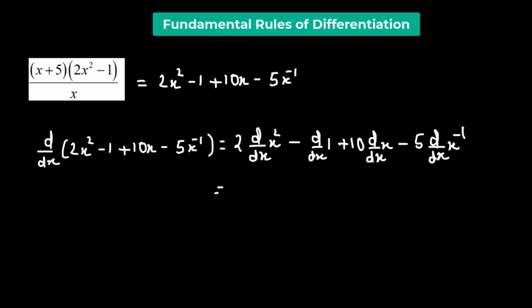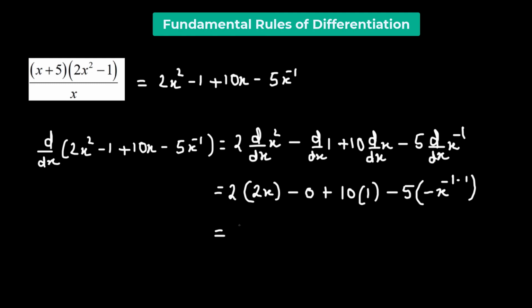So we have 2 times the derivative of x squared, that will be twice of x, minus 0, plus 10 times the derivative of x, which is 1, minus 5 times the derivative of x raised to the power of negative 1. So we have negative x raised to the power of negative 1 minus 1. So we have 2 times 2x, which is 4x, plus 10. Negative 5 times negative will give us a positive. So we have 5 times x raised to the power of negative 2. So this is the derivative of the given function. Let's move on to the next question.